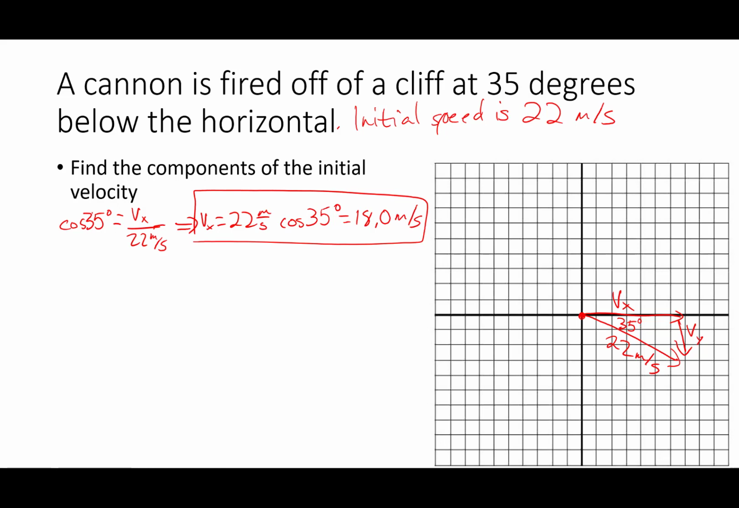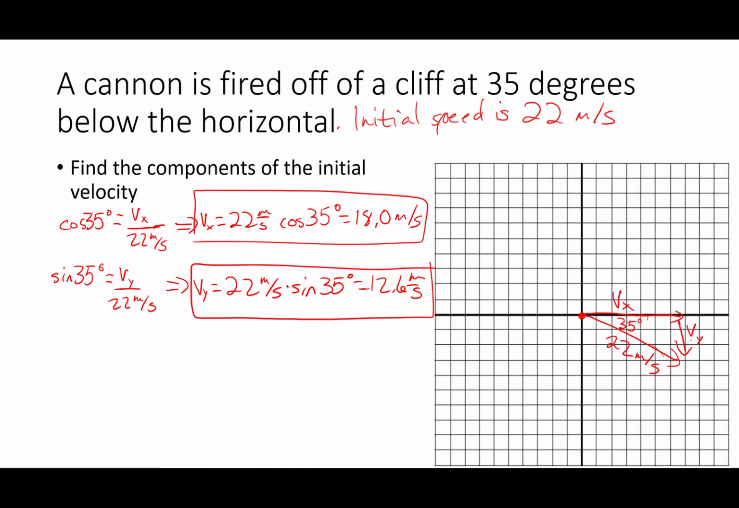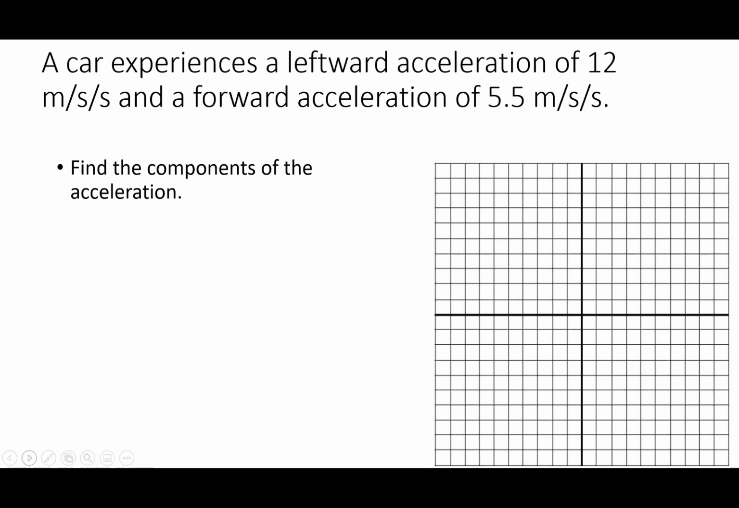To find Vy, well, Vy is the opposite leg, and we know the hypotenuse. Opposite and hypotenuse are related by sine. Sine of 35 degrees is equal to opposite, Vy, over hypotenuse, 22 meters per second. We solve it by multiplying both sides by 22. Vy equals 22 meters per second times sine of 35 degrees. Plug it into a calculator: 22 sine 35 equals 12.6 meters per second. Once you get the hang of it, it gets really, really easy. Let's do a couple more.